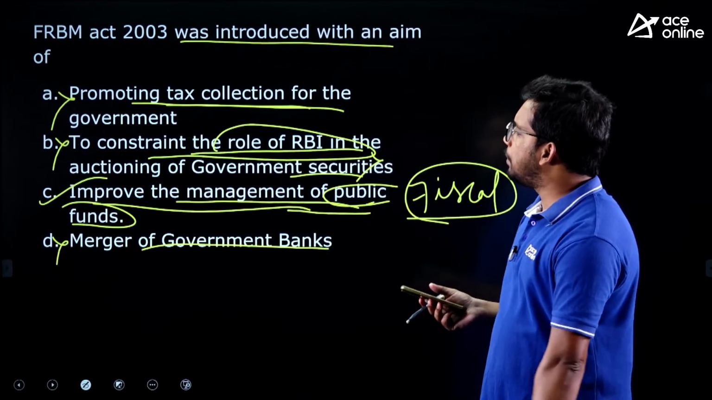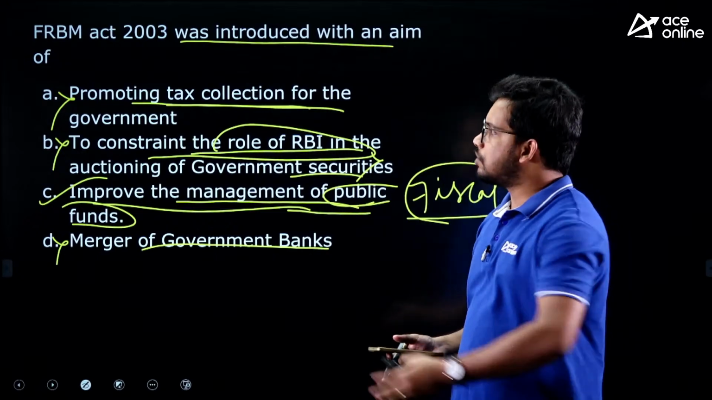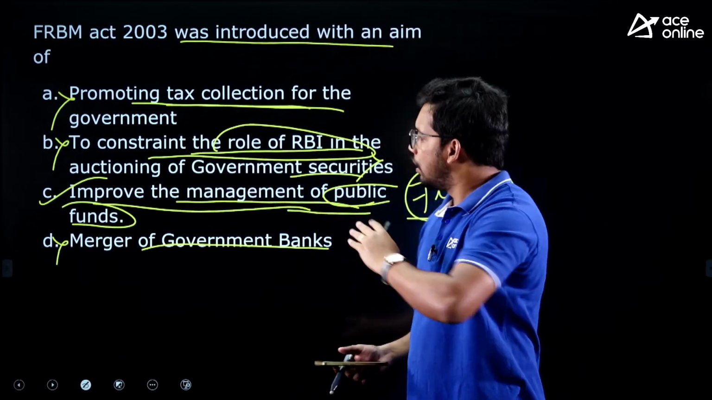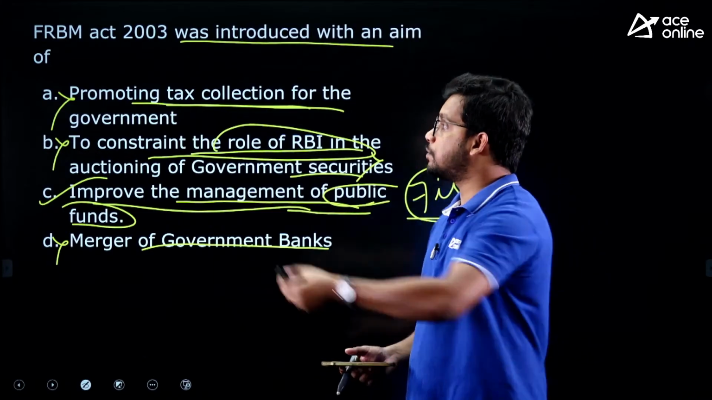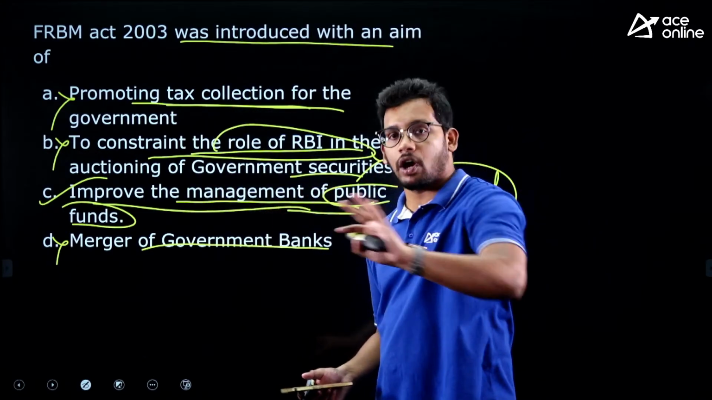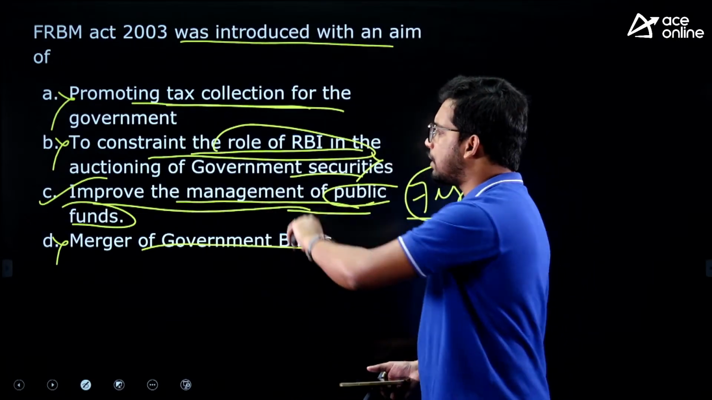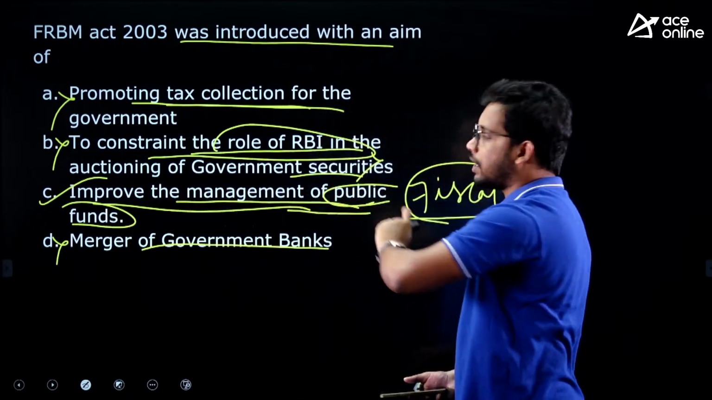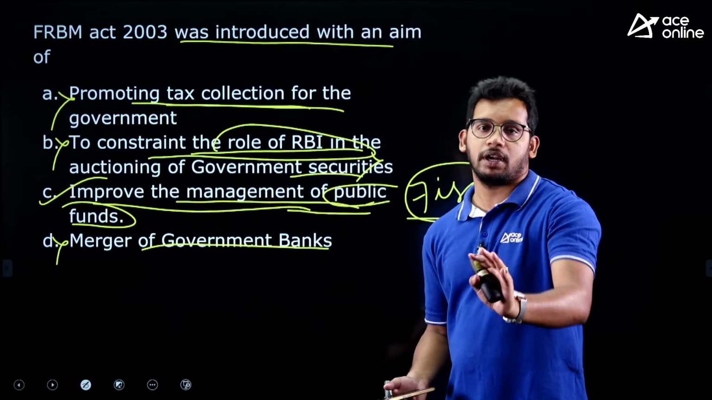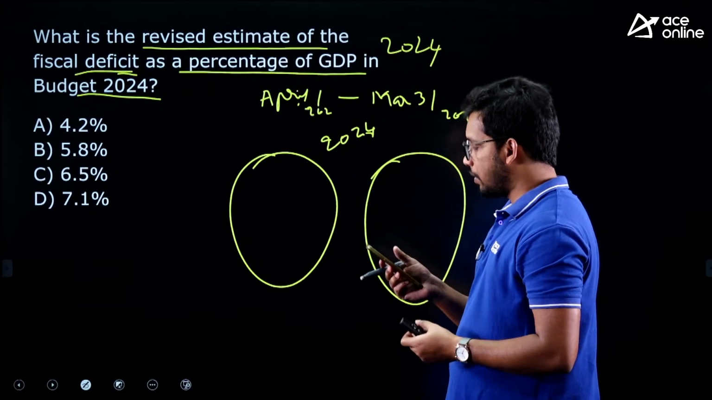Jashwant, why not B? Because this is not constraining the role of RBI. There is no such provision under FRBM Act. RBI can auction whenever government says. It is putting restriction on government, not on RBI. Yes, it may be indirectly possible, but there is no such provision as such. But directly we have the appropriate answer to manage the funds properly by the government. So option C is the most appropriate one, right?